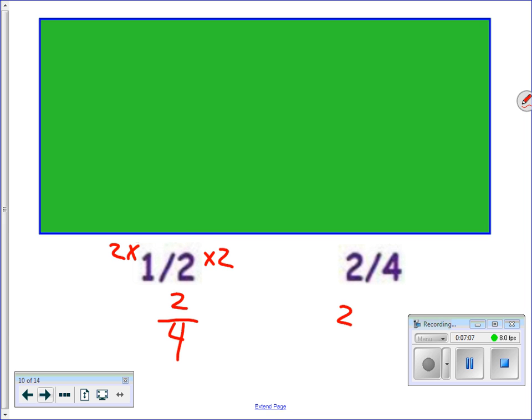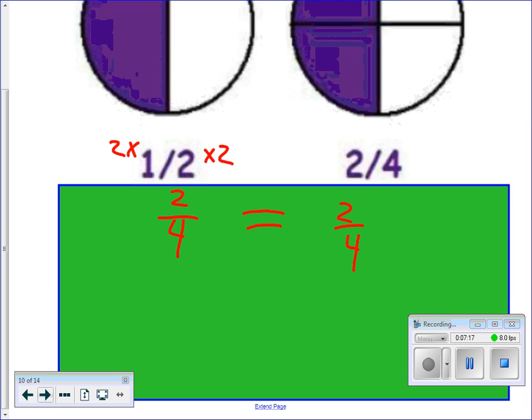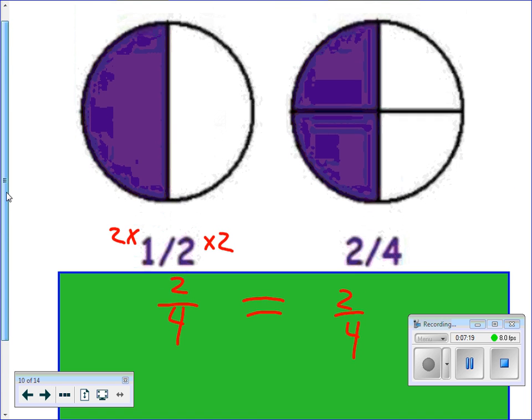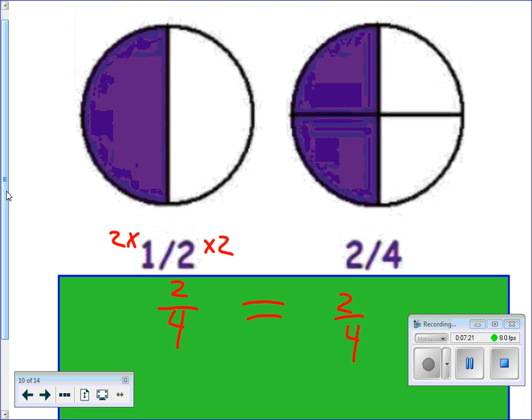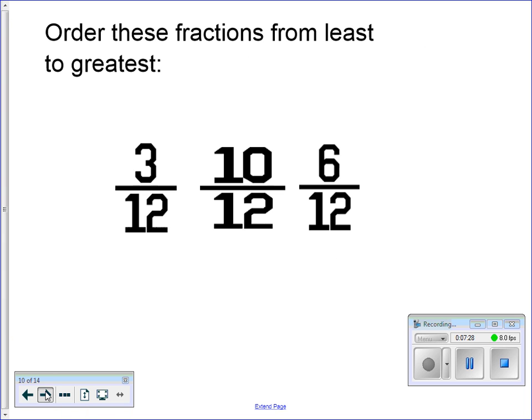We have 2/4 over here. We don't have to do anything with that because it already has a 4 in the denominator. So we know these two are equivalent, right? Let's look at the picture here. You can see that the pie on the left is cut into 2 pieces, and the one on the right is cut into 4 pieces, but they're both showing the same amount shaded in, so we know they're both equivalent.